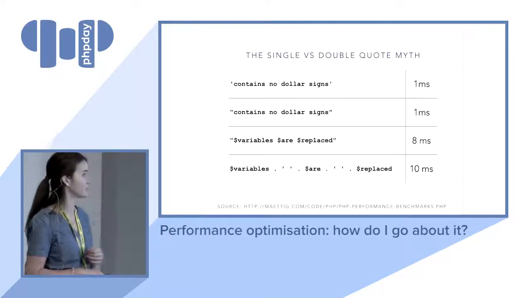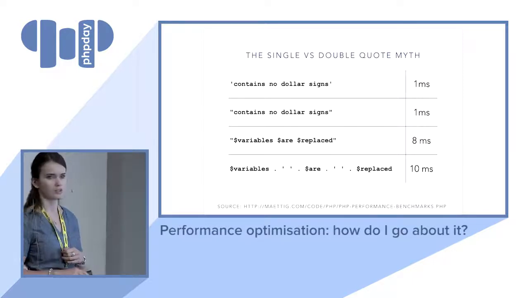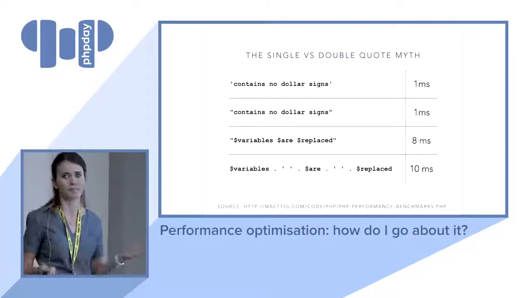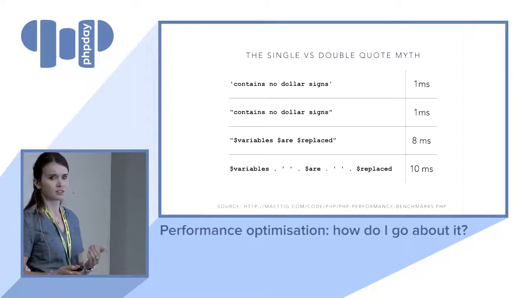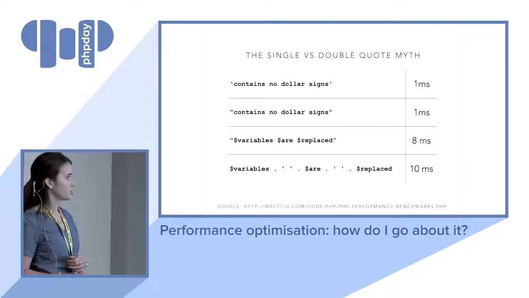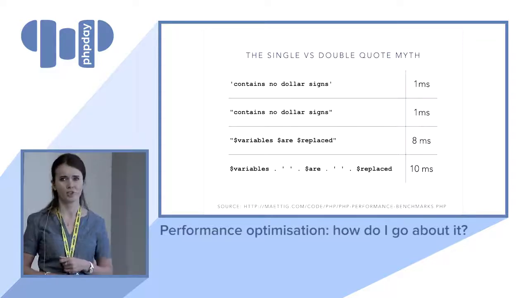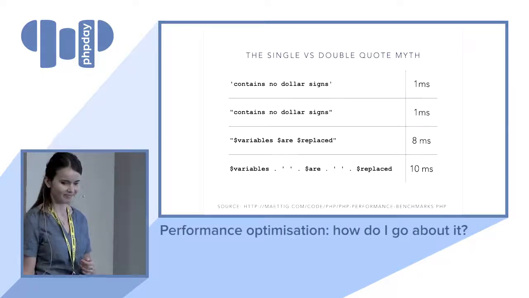So this is the single versus double quote myth. And you can see that, if you're not having PHP variables in it, they take pretty much the same amount of time. I mean, there might be microseconds of a difference, but rounded up to milliseconds, no difference. And if you're concatenating, so this is the double quotes, this is single quotes, you're only shaving off 2 milliseconds. I mean, that's a drop in the ocean. That's not really going to make your app suddenly fly.